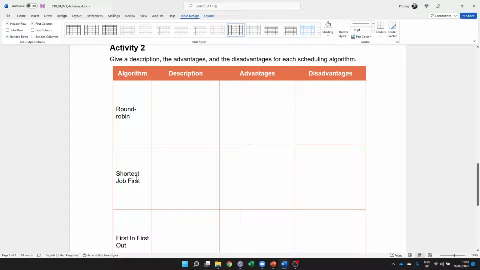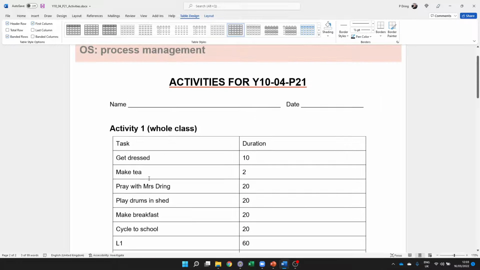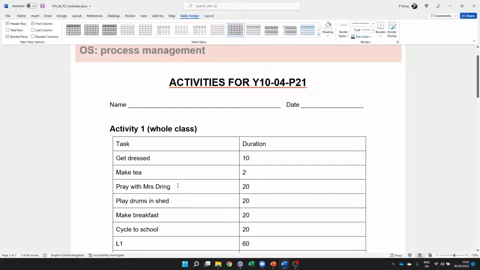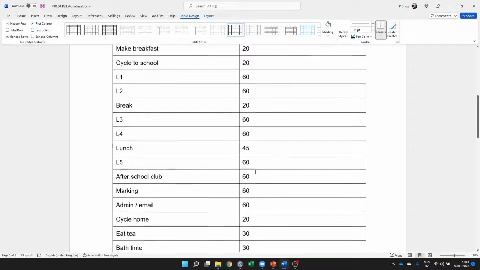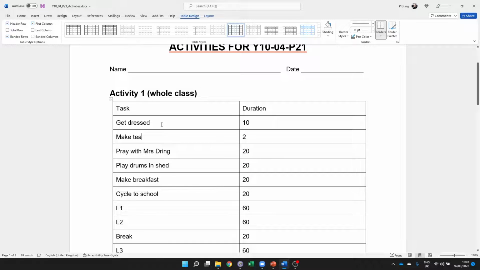Shortest job first means I would like to choose what I can do fastest. So at the beginning of the day, I'm going to make tea first because that only takes me 2 minutes. And then I am going to do all the 20 minutes. Oh, sorry, no, I can get dressed after I've made tea. And I can pray and play drums, and make breakfast and cycle to school.